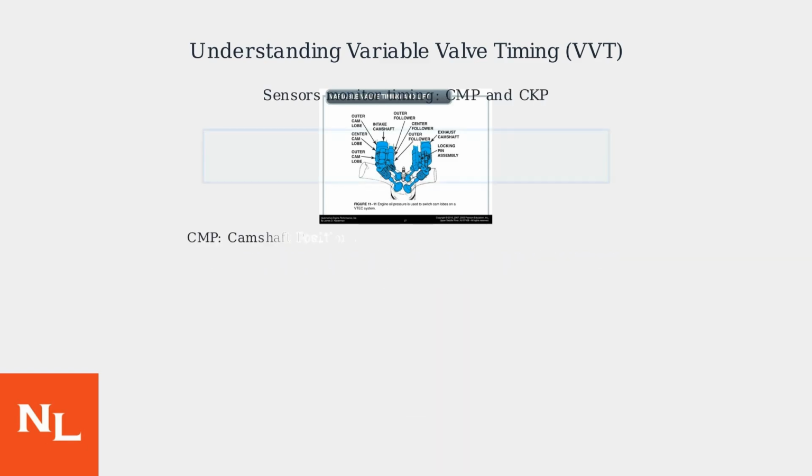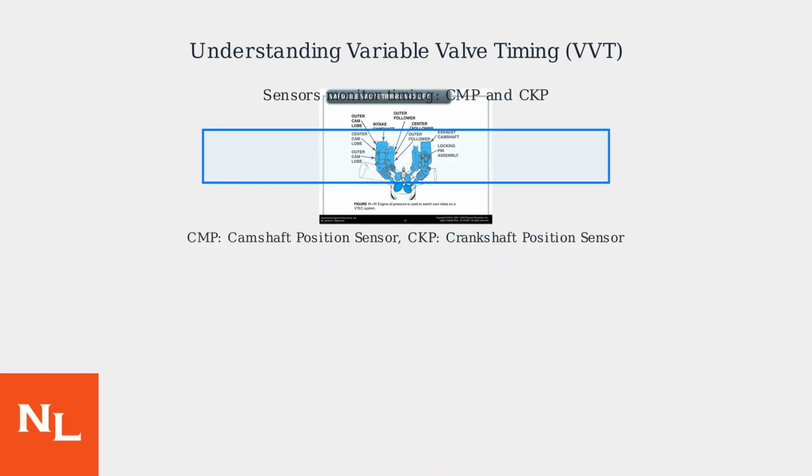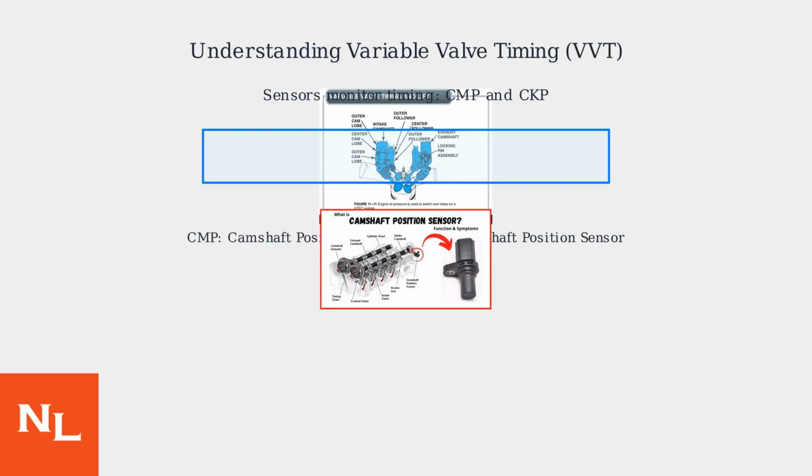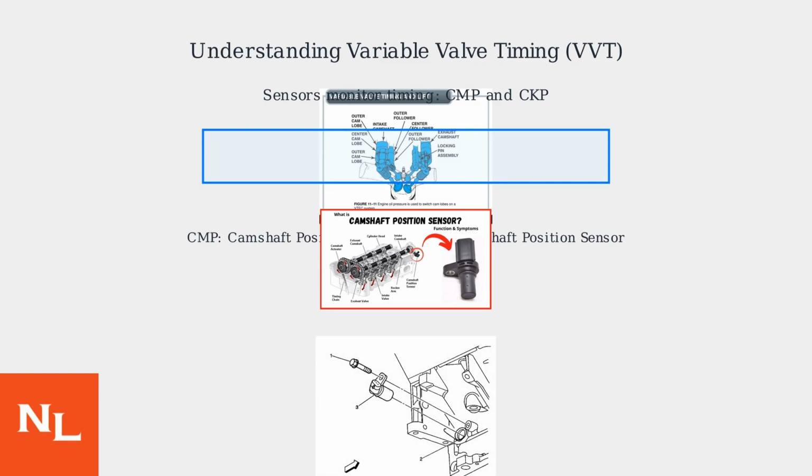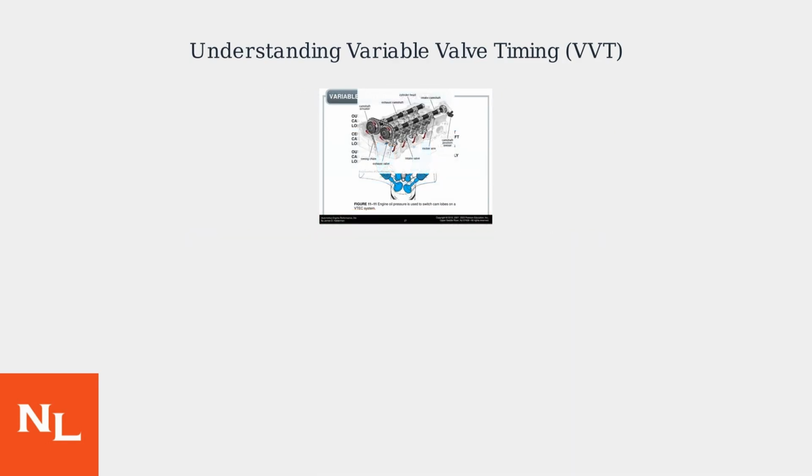Timing is monitored using camshaft position sensors and crankshaft position sensors. The camshaft position sensor detects the position of the camshaft relative to the crankshaft. The crankshaft position sensor monitors the rotational position of the crankshaft. The P0024 code triggers when the engine control module detects the camshaft is excessively advanced, using signals from these sensors.